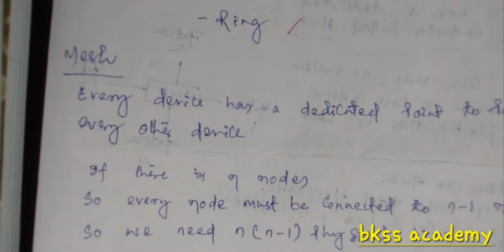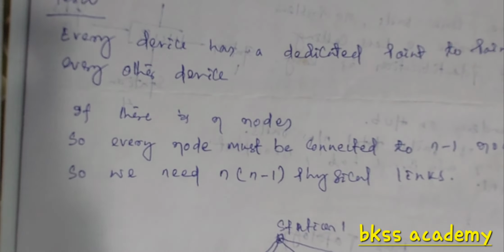Mesh topology: every device has a dedicated point-to-point link to every other device present in a network. If there are n devices, n nodes, every node must be connected to n minus 1 nodes. So we need n into n minus 1 physical links.